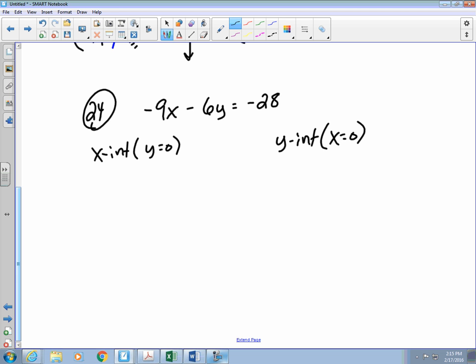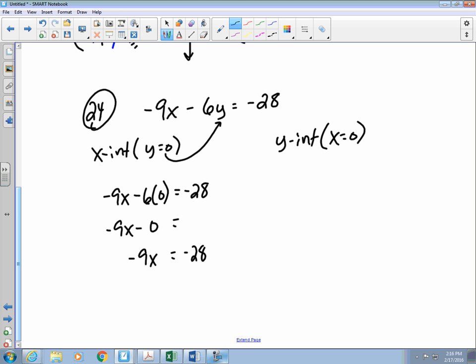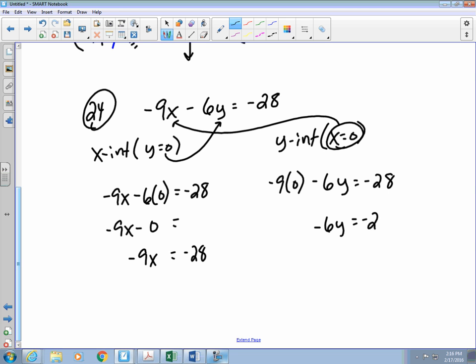So I'm going to take the 0 and plug it in for my y. Now what will happen is that that term would eliminate because 0 times anything is just 0. So the only thing I have on the left side is -9x. Now if I take this 0 here, plug that in for the x, I have -9 times 0. That term would eliminate. And then the only thing I have left is -6y equals -28, for the same reason that this is 0 minus 6y.